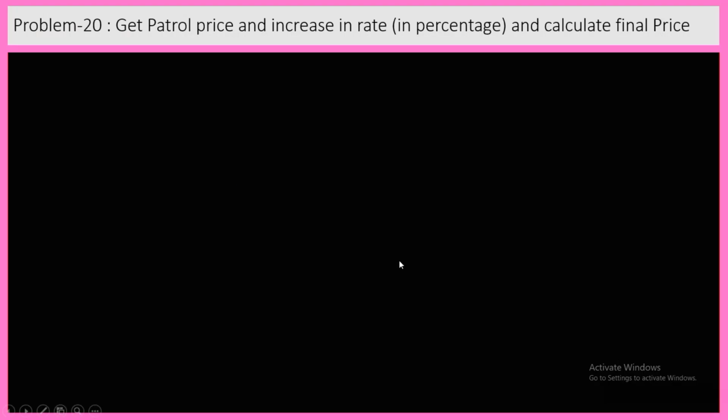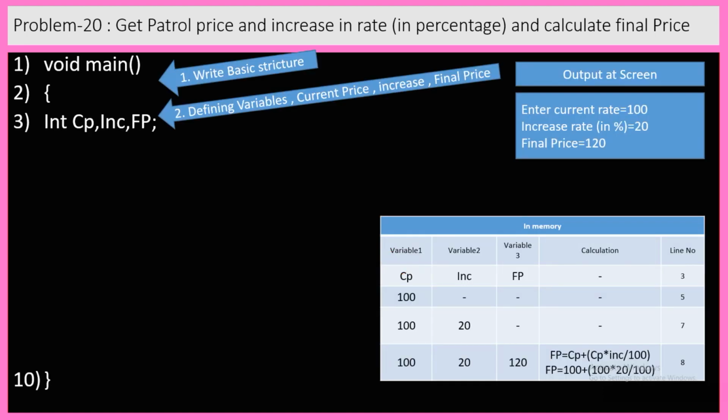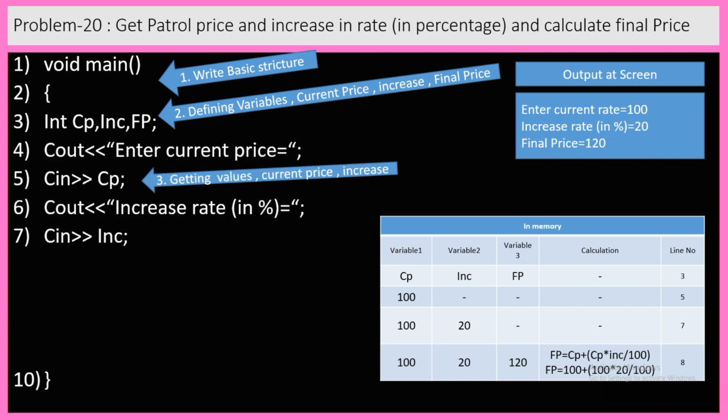Our next problem, problem 20, is get petrol price and increase in rate in percentage and calculate the final price. Write down the basic structure and define variable. We have variable current price, increase and final price. Next step is get the values. Get the current price, suppose user enter 100, and get the increase rate, suppose user enter 20.